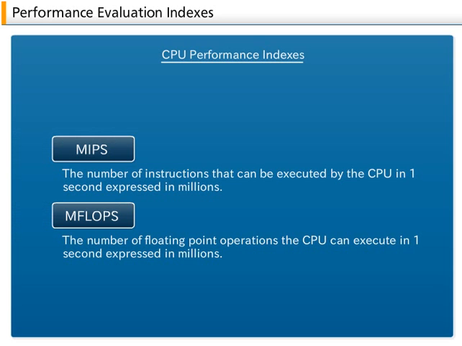3. CPU performance indexes. MIPS, million instructions per second. The number of instructions that can be executed by the CPU in 1 second expressed in millions. Megaflops, million floating point operations per second. The number of floating point operations the CPU can execute in 1 second expressed in millions.